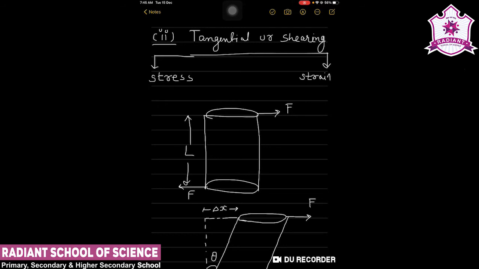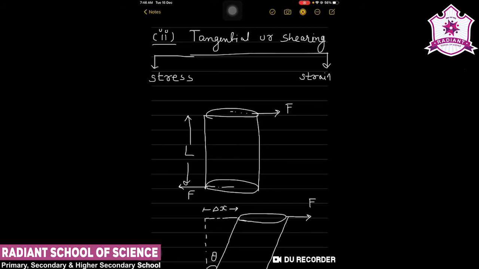Now we will move to the next type of stress and strain, that is tangential or shearing stress and strain. So what is different in this case from the previous case? Let's see what the term tangential means. If two equal and opposite deforming forces are applied parallel to the cross sectional area of the cylinder, as I have shown in the figure above.